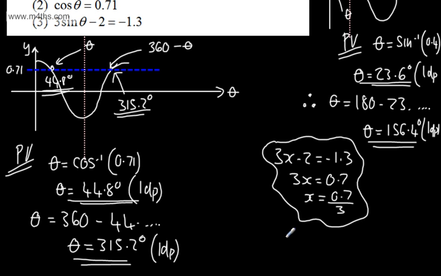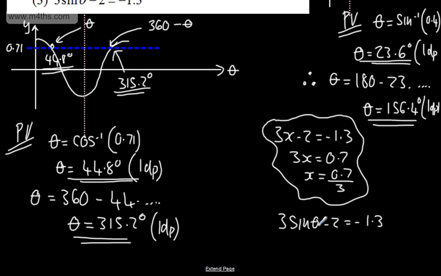Remember, sine theta should give you a hint that you can't solve this just by taking the inverse, because sine theta can never be negative 1.3. It has to be less than or equal to 1, and greater than or equal to negative 1. So all I would do right here is write that 3 sine theta minus 2 is equal to negative 1.3. Adding 2 to both sides, 3 sine theta is equal to 0.7, and sine theta is going to be equal to 0.7 over 3.